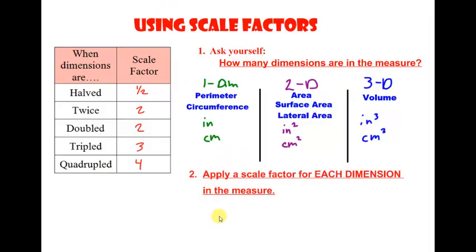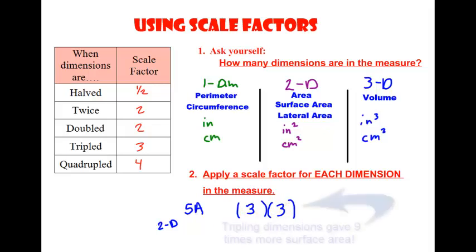The second thing to know is that you want to apply the scale factor for each dimension in the measure. Here's an example to show you what that means. Let's say that you want to know how the surface area is affected by tripling the dimensions. First of all, surface area is a two-dimensional measurement, and so that means that you want to apply the scale factor twice. We said we were tripling, so the scale factor is 3 and we would use it twice in our calculation.